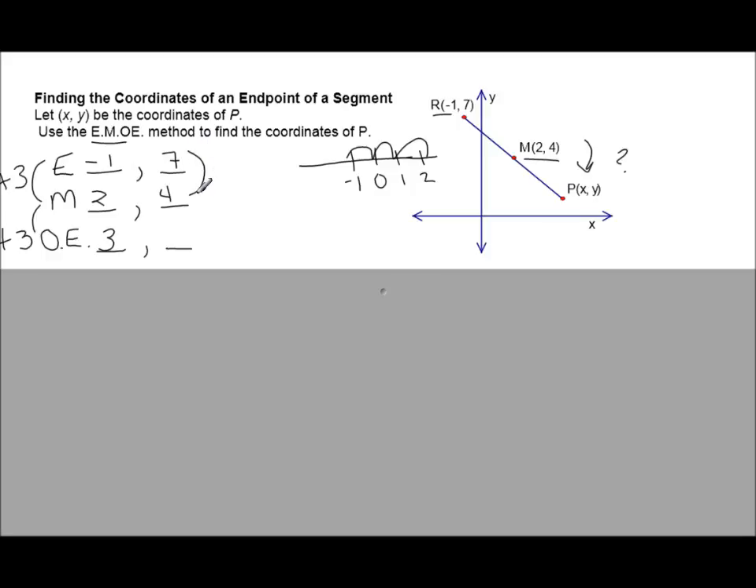Same thing with our y values. How does a 7 become a 4? Well, 7, 6, 5, 4. We're clearly going down on the number line, so this becomes a subtraction problem. And we would go 1, 2, 3. So we subtract 3. So now, starting at 4, we would subtract 3 again. So we would get 1. So our other endpoint is 3, 1, which would be about 1, 2, 3, up 1.